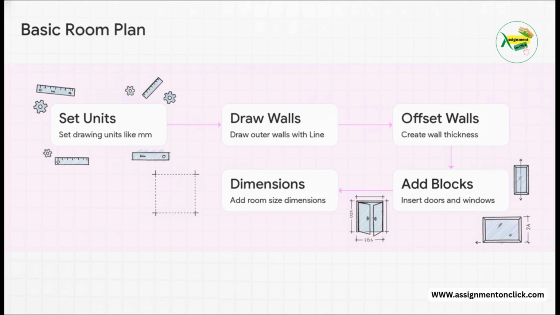First, you must always set your drawing units. Like, are you working in millimeters or inches? You gotta know. Once that's locked in, you move to drawing the outer walls using simple line or rectangle commands. From there, you use the offset command to easily duplicate those lines and give the walls some thickness. Next, you drop in your blocks to add doors and windows. And finally, you add your dimensions so the builder knows exactly how large the room is. It's just a structured, step-by-step evolution from a blank screen to a professional technical drawing.